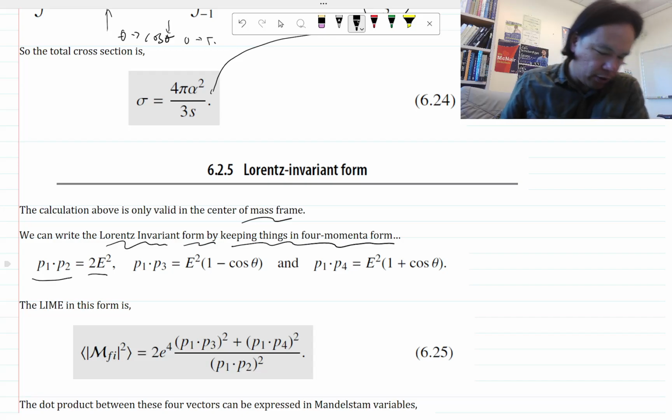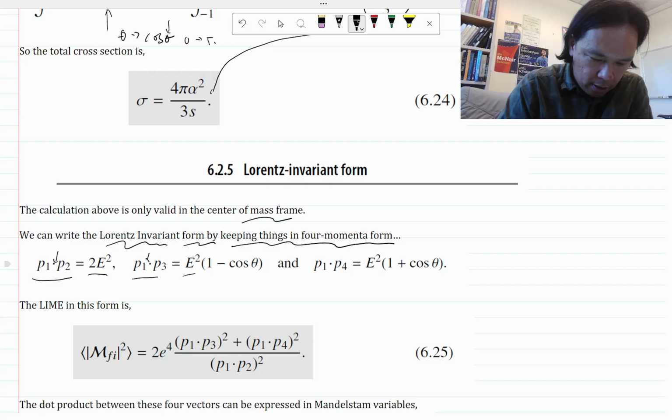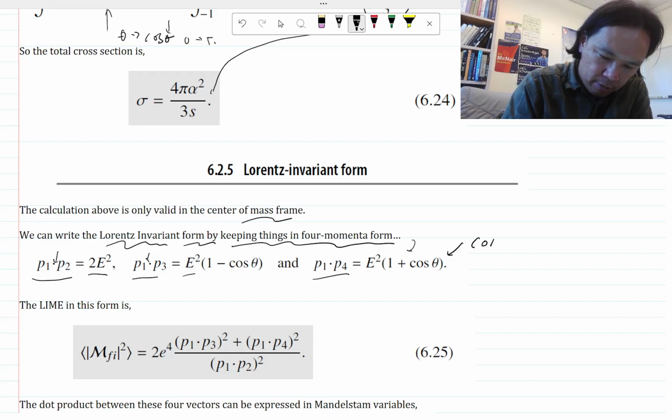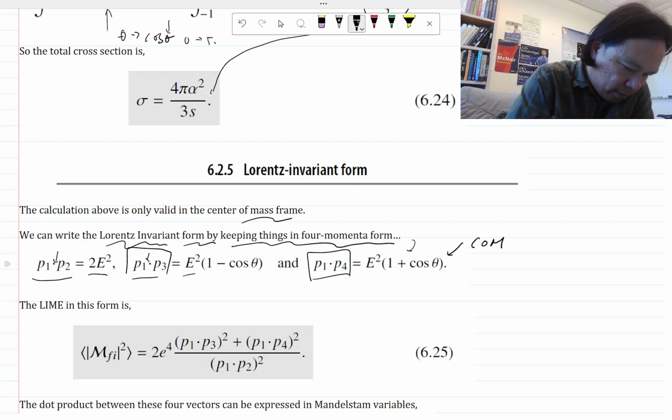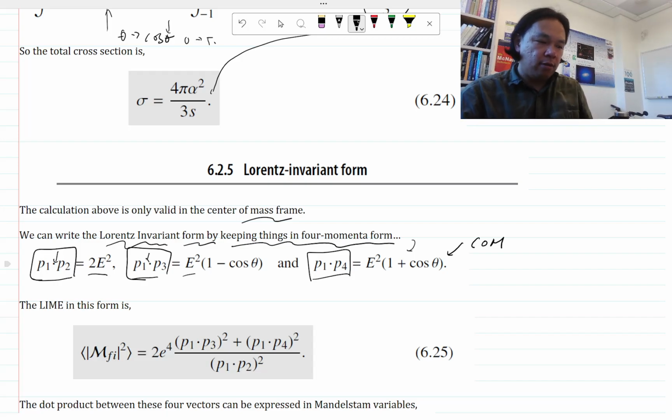P1.P2 is going to be twice the energy squared. And then P1.P3, these are 4-momentum dot products, is going to give you E squared times 1 minus cosine theta, and similarly P1.P4 is going to be E squared times 1 plus cosine of theta. So maybe we'll play around with this in the homework to practice some 4-momentum dot products. This is in the center of mass frame, but since any dot products of 4-vectors are Lorentz invariant, these values are also Lorentz invariant.